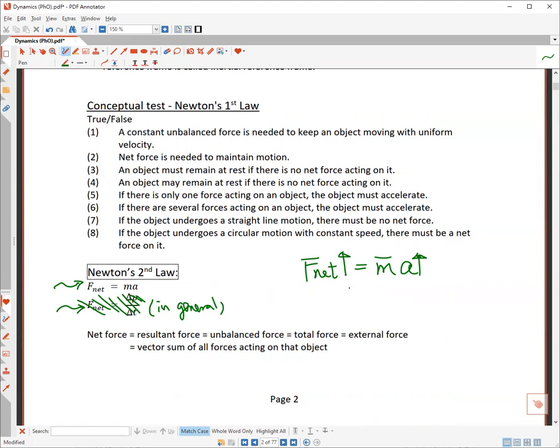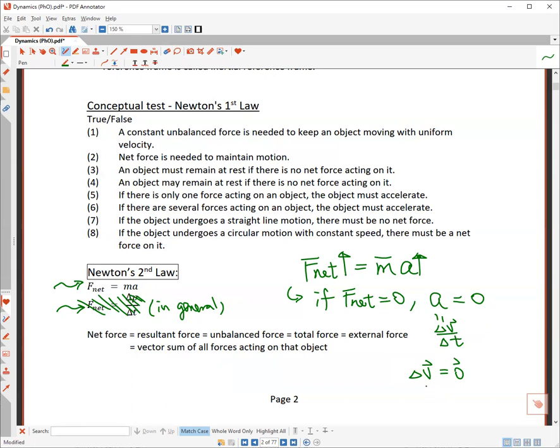But something quite weird is, let's say if net force is zero, then from this formula we can see that the acceleration is zero. Acceleration is defined as change in velocity over change in time. So that means the change in velocity is zero. That means there's no change in velocity.